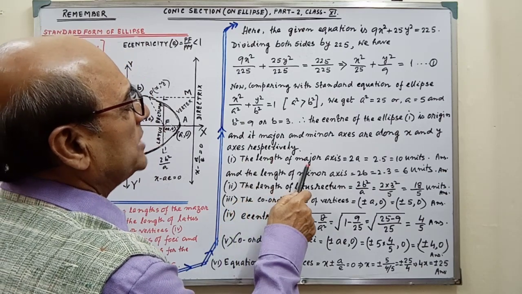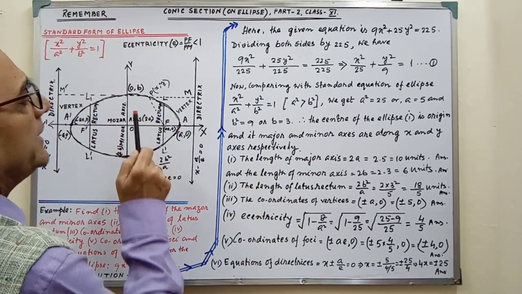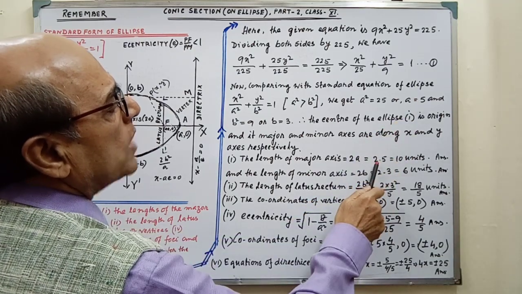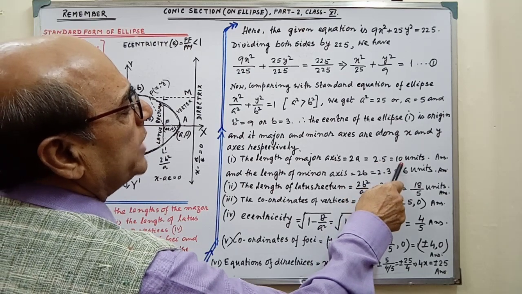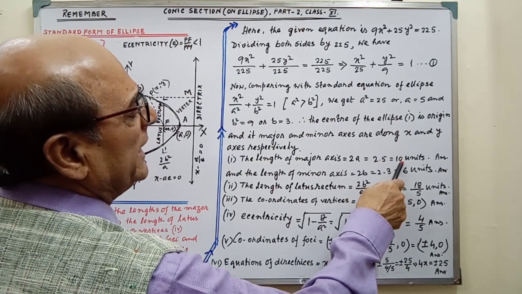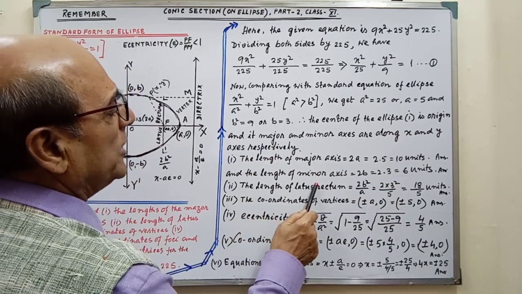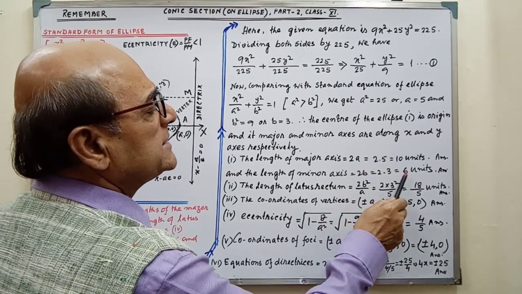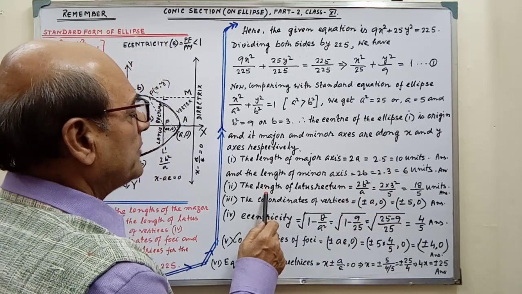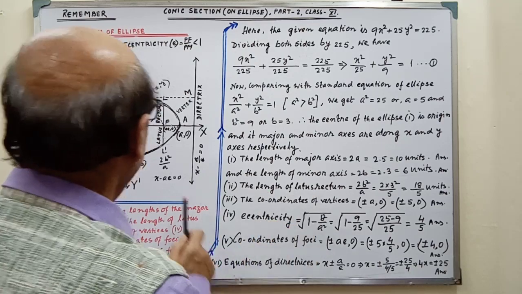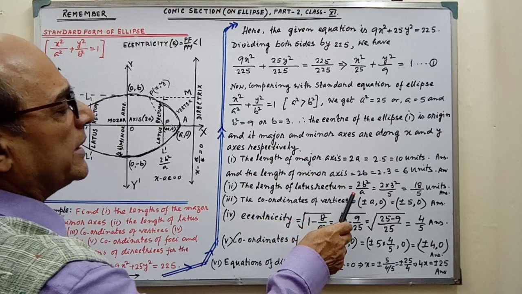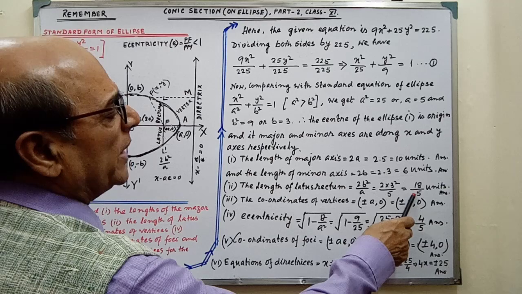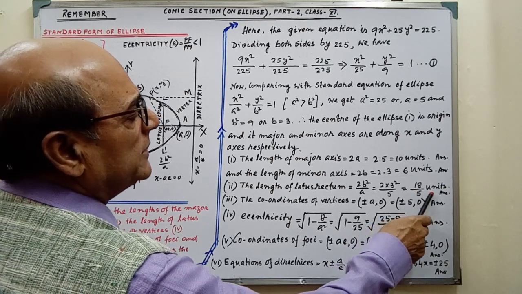Therefore, the length of the major axis is 2a, and the value of a we have got already, 5. So after putting and simplifying, we are getting the major axis 10 units. Similarly, the length of the minor axis is 2b, 2 into 3, that is 6 units. Next, we have to find out the length of latus rectum, that is 2b square by a. After writing the formula, we have to put the relevant values. After putting and simplifying, we are getting 18 by 5 units.